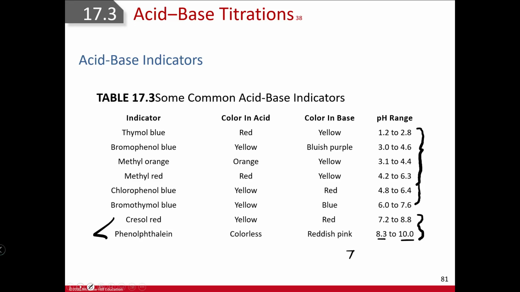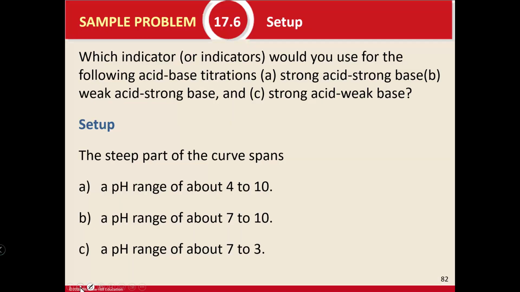And let me show you the calculation for that. So how do you know which indicator to choose? I'm not asking you to memorize any of this on this page. I'm asking, if I gave you a table like this, could you tell me which indicator would be the best choice? And there's a way to do that. It says, which indicators would you use for the following acid-base titrations? The steep part of the curve spans 4 to 10 for A, for B it's 7 to 10, and for C it's 7 to 3. So look at where this steep part of the curve is, and then choose the best indicator that is in that steep part of the curve.